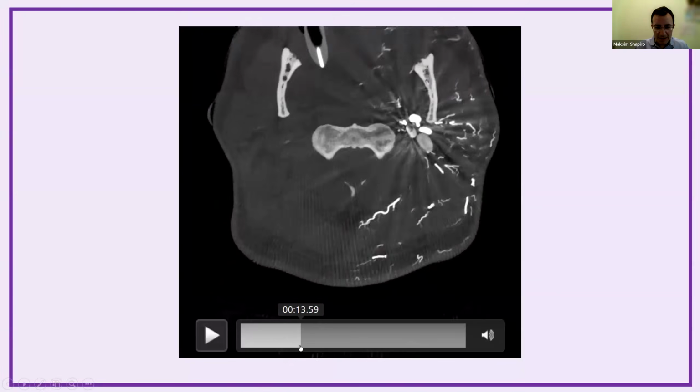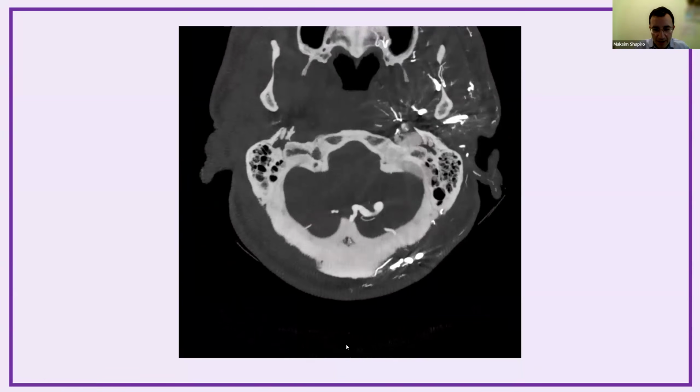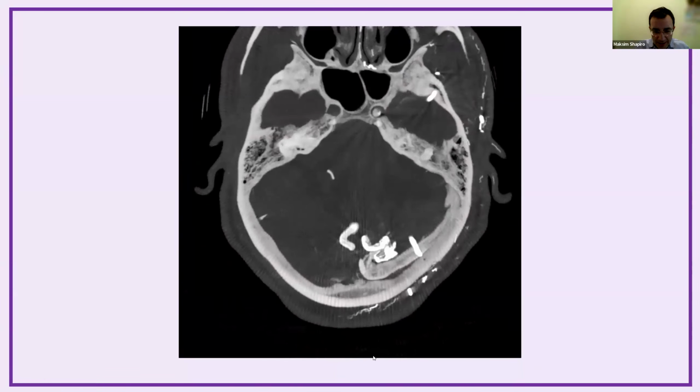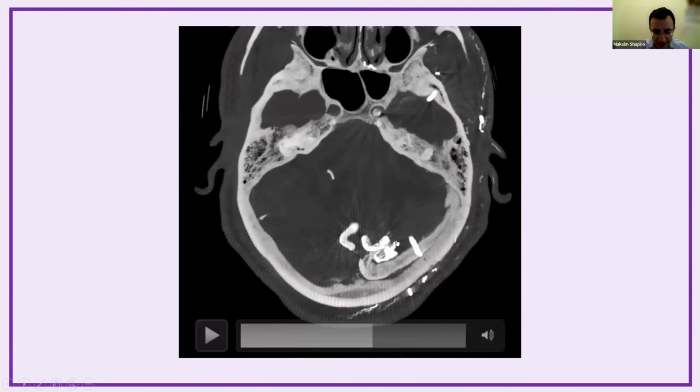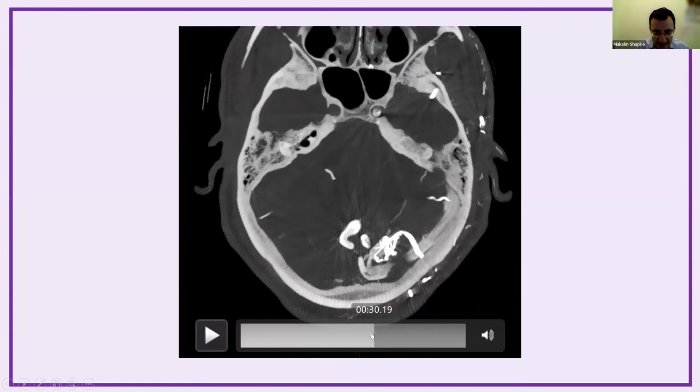So let's look at this. This is just MIP images of the external injection, where you can see the relationship between the supply and this kind of proximal portion of the vein, right?